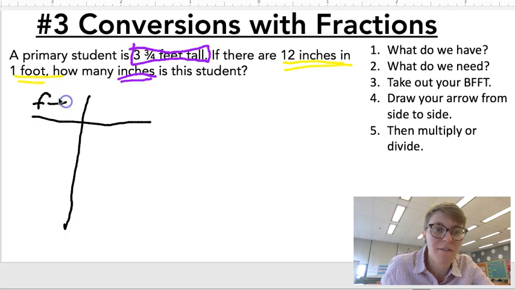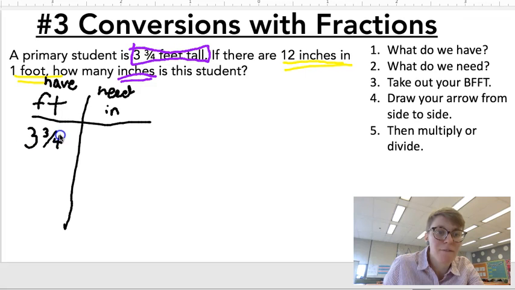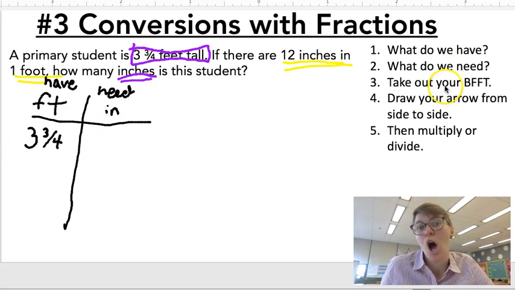What do we have? We have the feet, and I'm going to write have up here. Then we're going to say, what do we need? We need what the question's asking about. The question's asking us for inches, so I'm going to write inches right here. Now we're going to write down how many feet we have. We know we have 3 3/4 of a foot, and we want to change that to inches. Now we're going to take out our BFFT. Our BFFT might be our park resources that tell us what it is. Sometimes the problem gives it to us. This problem is super nice. It actually gave it to us. It says there are 12 inches in 1 foot.